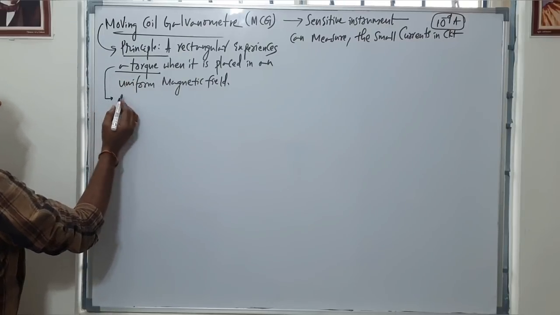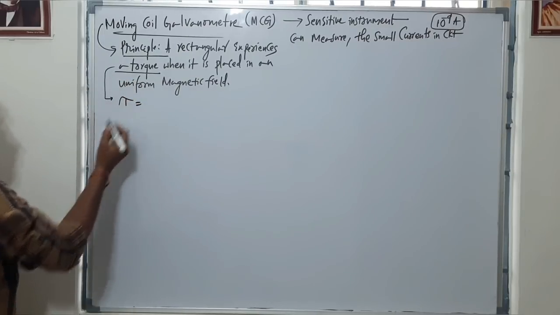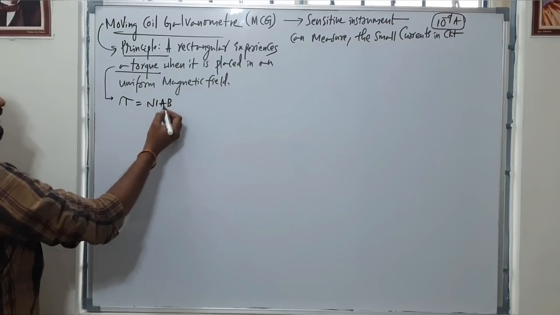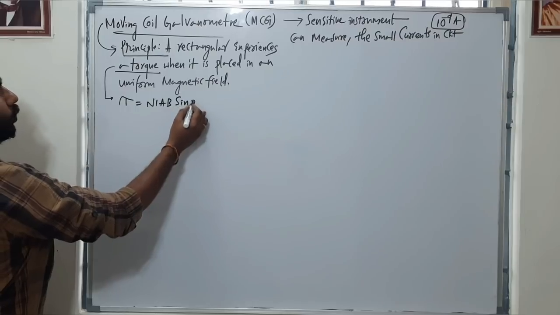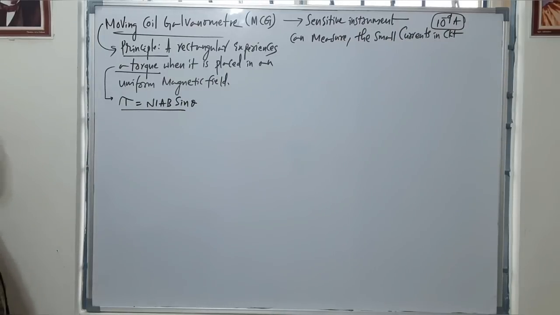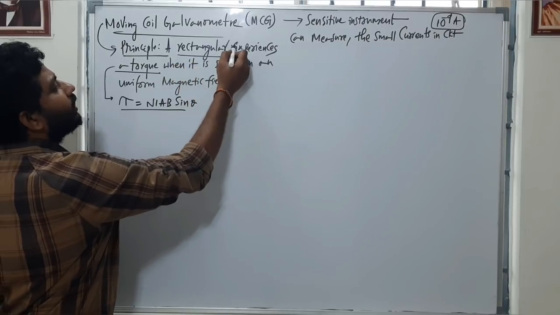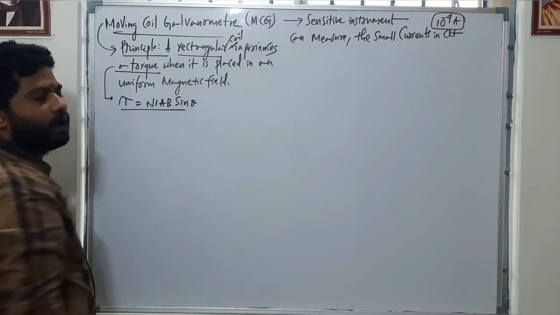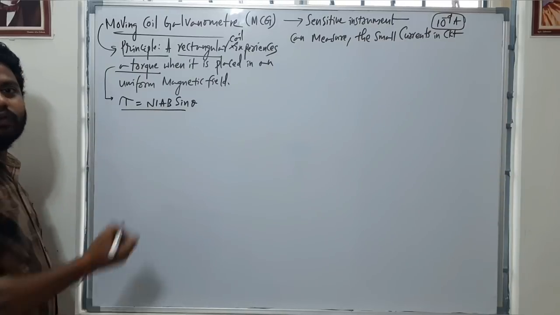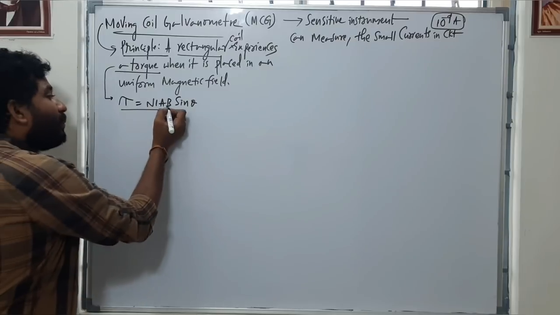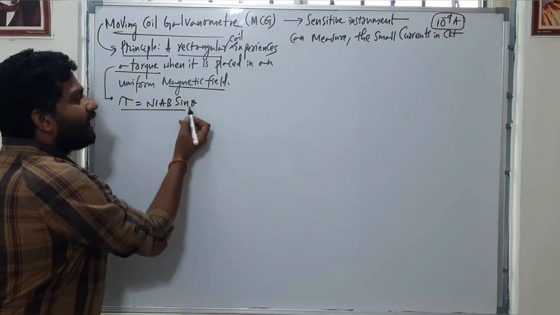So what is the torque experienced by the coil placed in the magnetic field? NIAB sine theta. So what is this NIAB sine theta? N is the number of turns of this rectangular coil. I is the current passing through the rectangular coil. A is the area of that rectangular coil. B is the uniform magnetic field, and theta.